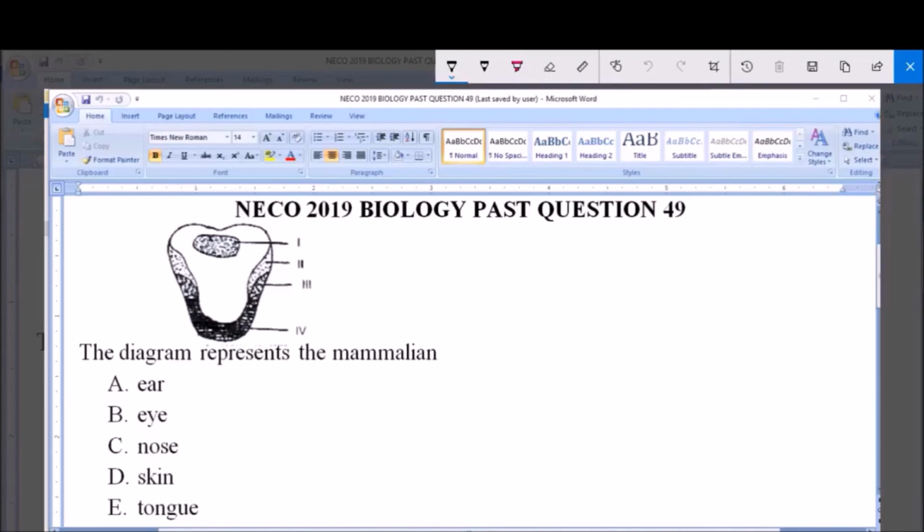I will be answering Neco 2019 Biology Past Question 49. The diagram represents the mammalian A, ear, B, eye, C, nose, D, skin, and E, tongue.